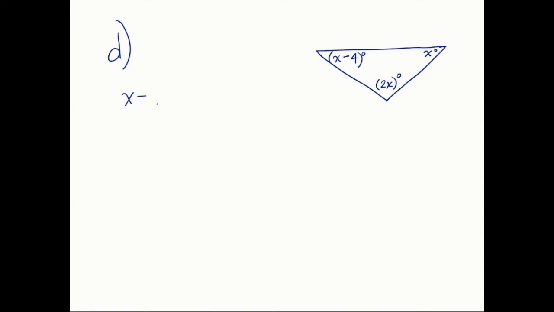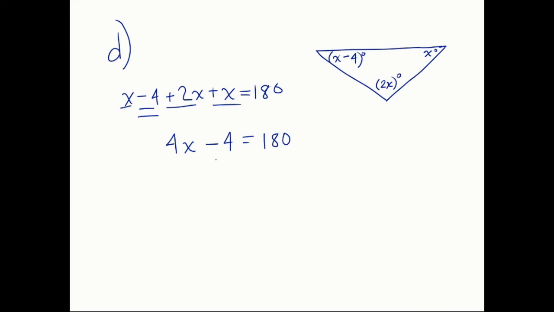I have x minus 4 plus 2x plus x must add up to 180. Whoops. Let's combine some like terms on this side. Let's consolidate, see what we get. So I like to underline my like terms. x plus 2x plus x will give me 4x, and I still have that minus 4 equals 180. Now I'm going to add 4, and I'm left with 4x equals 184. When I divide both sides by 4, I find that x equals, let's see, 46. So x is 46 degrees.